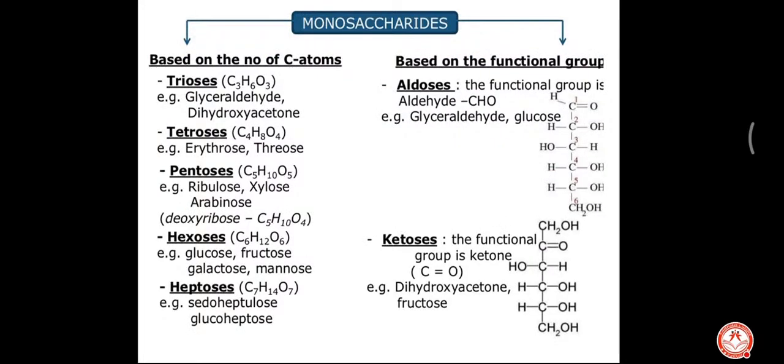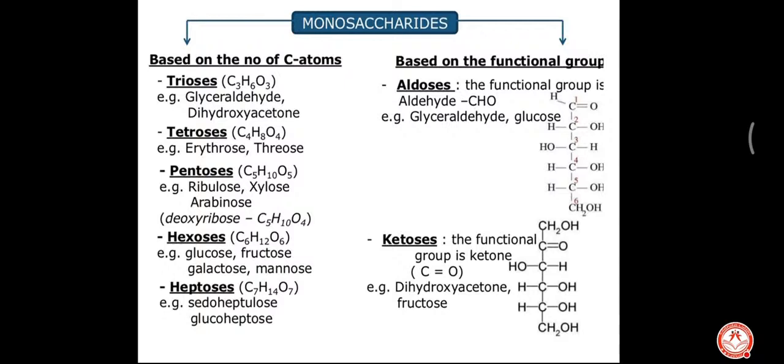Now these monosaccharides are further classified based on the number of carbon atoms. First is trioses, where 3 carbons are there with general empirical formula Cn(H2O)n, that is C3H6O3. One is glyceraldehyde, another is dihydroxyacetone. In glyceraldehyde, the functional group is aldehyde, that's why it is glyceraldehyde, and in dihydroxyacetone, the functional group is ketone. Tetroses: erythrose and threose. Pentoses: ribose, ribulose, xylose, arabinose, and deoxyribose is also an example of pentose sugar that is found in DNA. Hexoses: glucose, fructose, galactose, mannose.